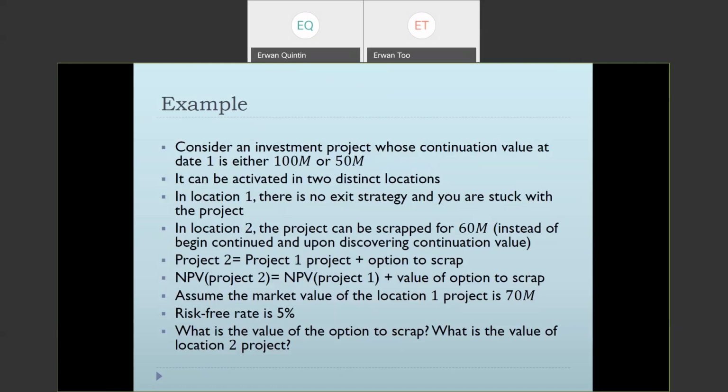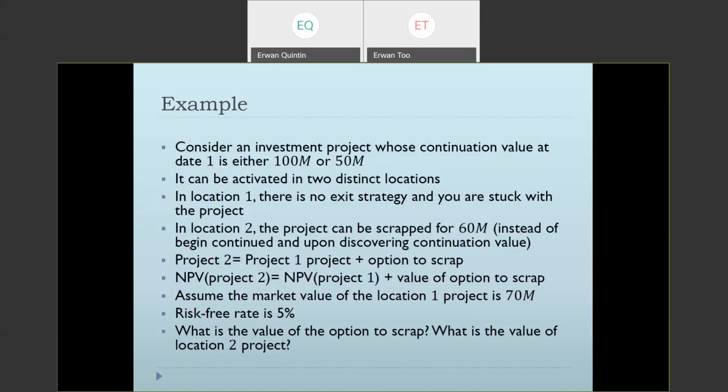So this is what we call a put option. This is the right, but not the obligation, to sell an asset at the pre-agreed price of $60 million. And obviously, if the market value of that asset is below that $60 million, that put option is going to be valuable. In that case, we're going to say that the put option is in the money. Okay, so that's the setup.